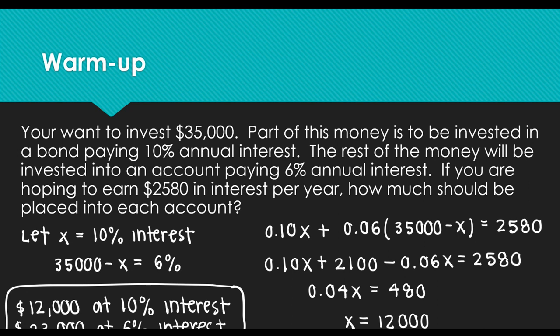Once again, remember, I always just let X represent whatever that first percent is, and then the total minus X always represents the second percent. Okay, so we want to take each percent of the amount put in, add them together. That gives us the amount that we're hoping to earn as far as interest is concerned, and then we can answer the question from there.